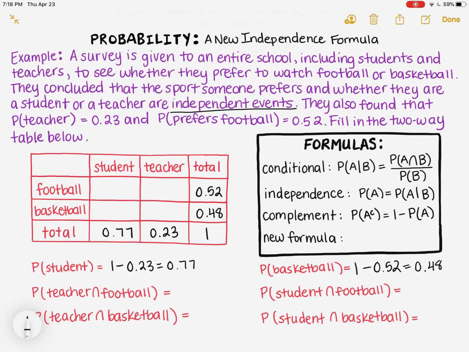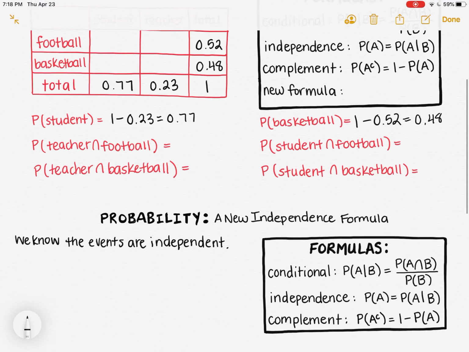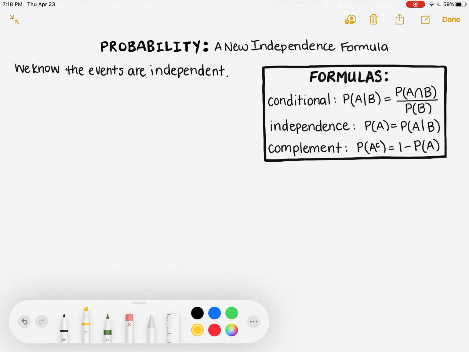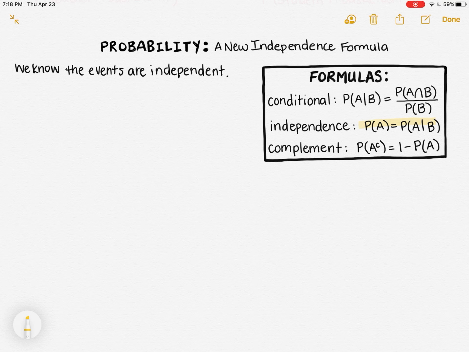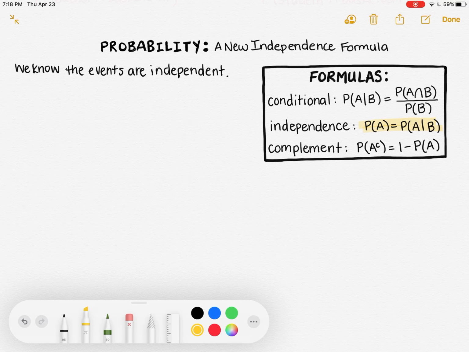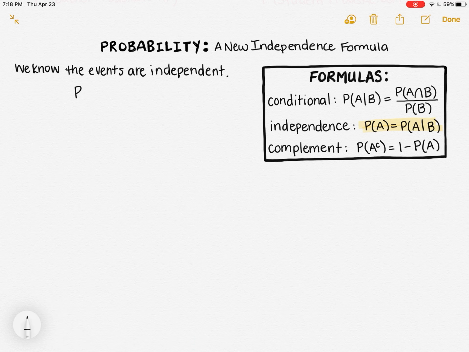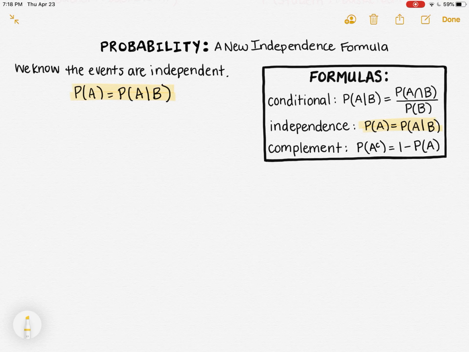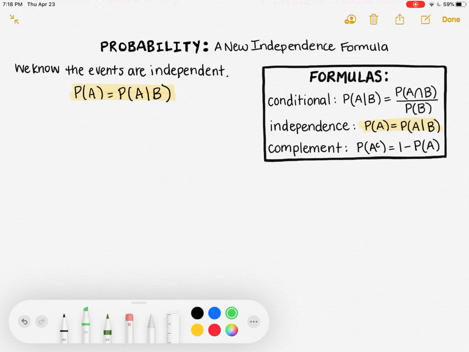I'm going to show you how to use the fact that the events are independent to derive a new formula that will allow us to find the remaining probabilities for the table. So we're starting with the fact that we know these events are independent. And we already know this independence formula, which is that the probability of an event A is equal to the probability of A given B when we know that the events are independent. So I'll start by writing my independence formula. And again, the reason we're starting with this is because we've already been told that these two events, A and B, are independent. Now we're going to use the conditional formula for our next step.